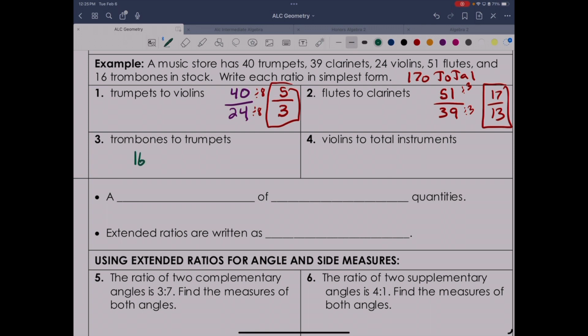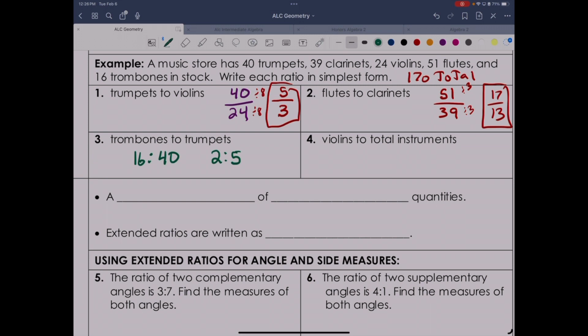Just to write it a different way, the number of trombones is 16. The number of trumpets is 40. You can divide both of those by 8. 8 goes into 16 twice and into 40 five times. So we have the ratio 2 to 5. We have 2 trombones for every 5 trumpets.